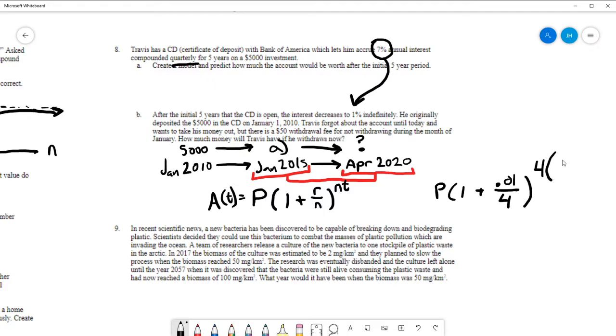And this is where things get a little bit tougher, because we need to think about what is t right now? What is t going to be? How long has it been from January 2015 to April 2020? So that's where this gets a little tricky, and this problem shows you some of the nuance in this. It's actually going to be more than 5 years. How much more do you guys think it's been?